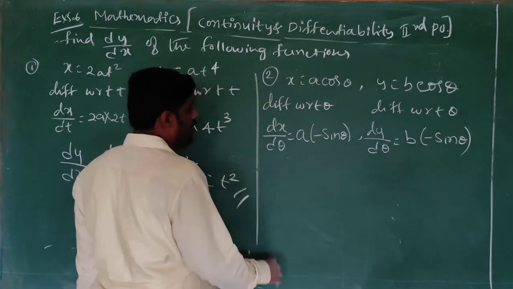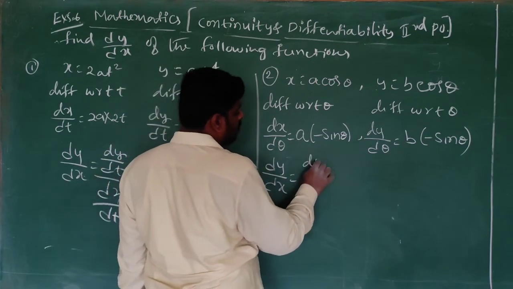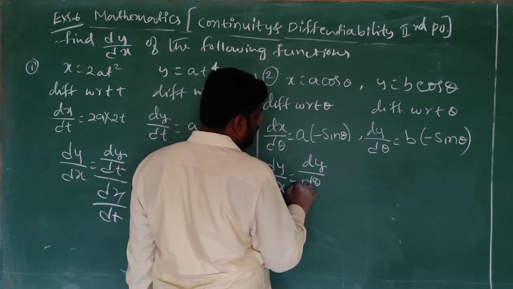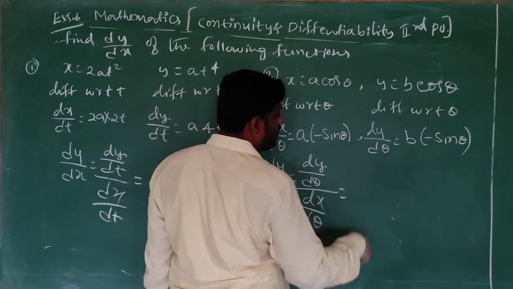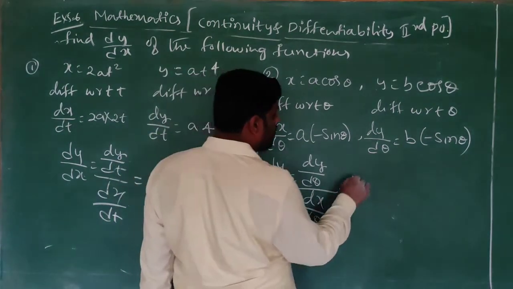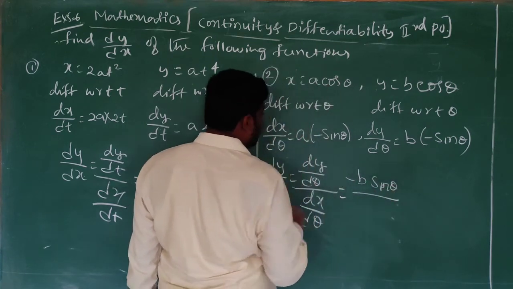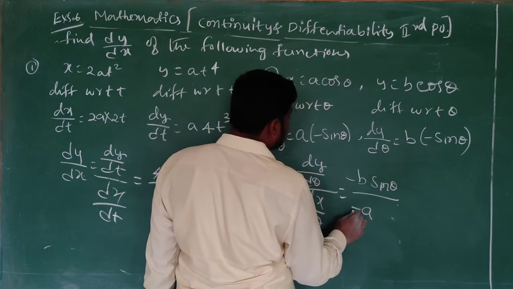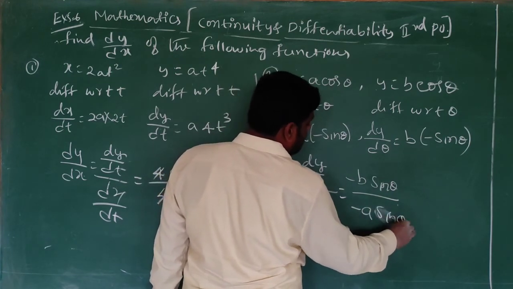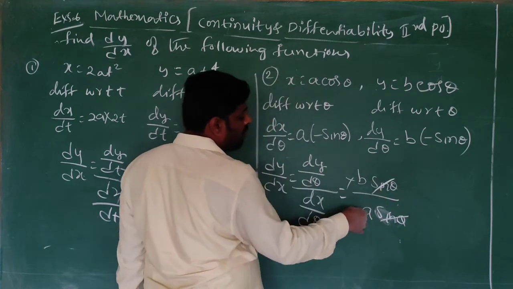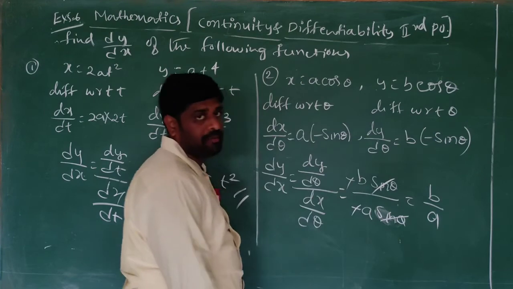Okay. Now I want to find dy by dx, which is equal to dy by d theta divided by dx by d theta. dy by d theta is minus b sin theta, divided by dx by d theta, which is minus a sin theta. So sin cancels, minus cancels. Answer is b by a.